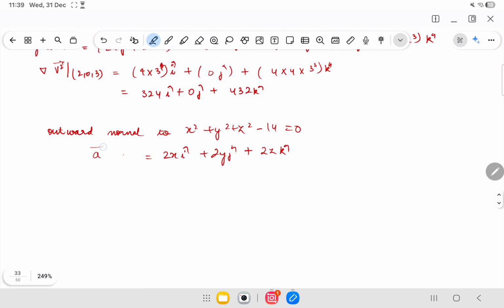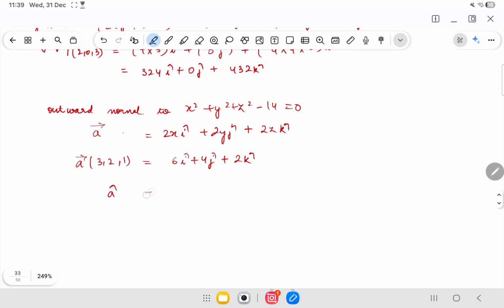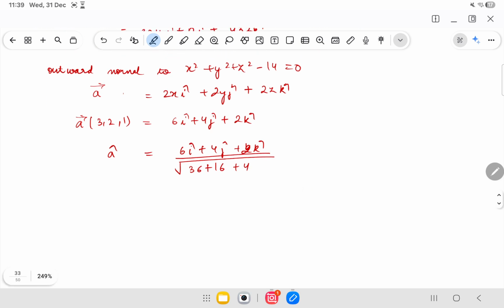So let's name it as a vector. So the a vector at 3, 2, 1 will be equal to 6 I cap plus 4 j cap plus 2 k cap, and the unit vector will be 6 I cap plus 4 j cap plus 2 k cap divided by the square root of 36 plus 16 plus 4, that is 56, which is (6 I cap plus 4 j cap plus 2 k cap) divided by square root of 56.